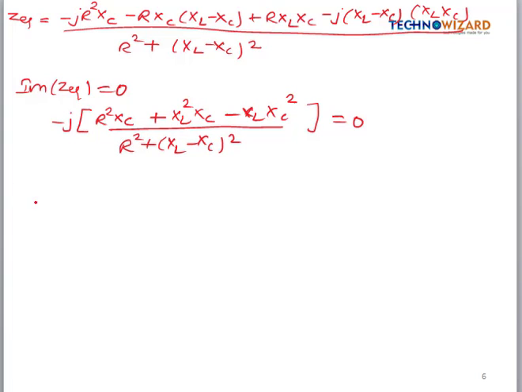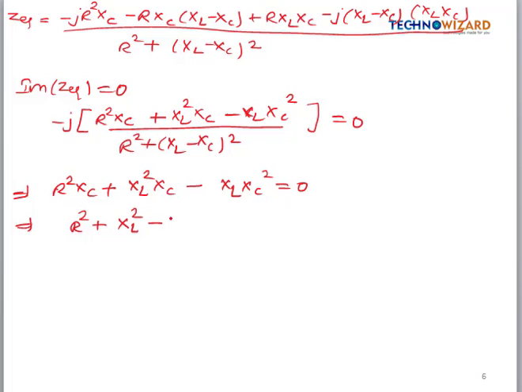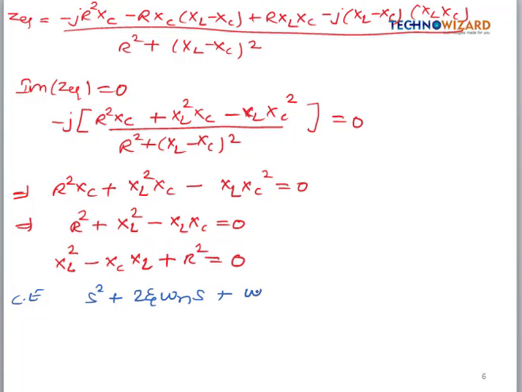So now this will be r square xc plus xl square xc minus xl xc square is equal to 0. So let's take xc common from both sides. So the equation left will be r square plus xl square minus xl xc is equal to 0. So this is a quadratic equation, xl square minus xc into xl plus r square is equal to 0. So let's compare this quadratic equation with the characteristic equation, which is of the form s square plus 2 zeta omega n s plus omega n square is equal to 0. This is the characteristic equation where omega n is the natural frequency and zeta is the damping factor.